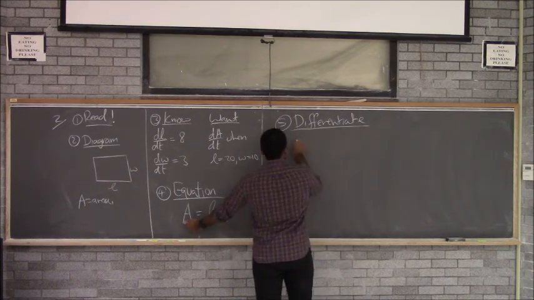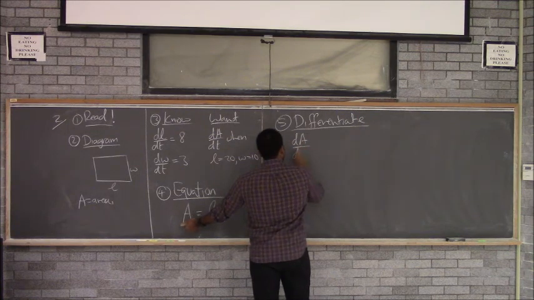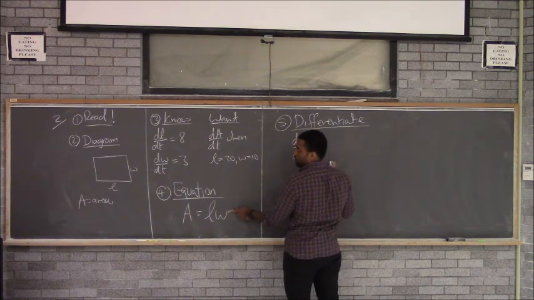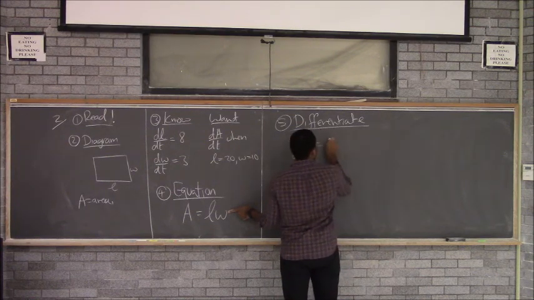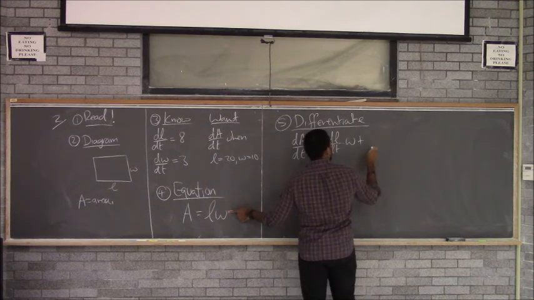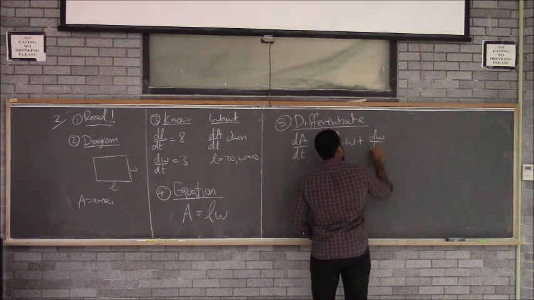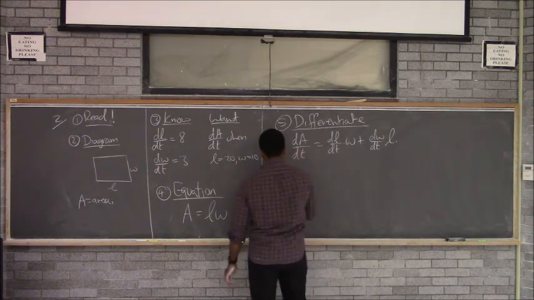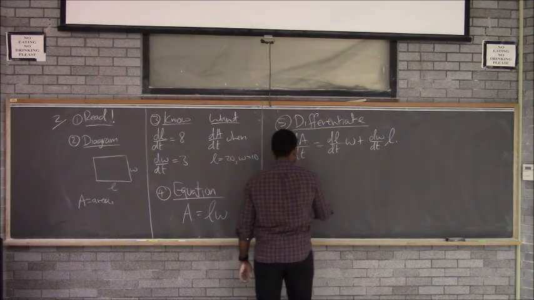Derivative of A, dA/dt. What is the derivative of LW? dL/dt times W plus dW/dt times L. Right, product rule. Step six, I'm going to start plugging.